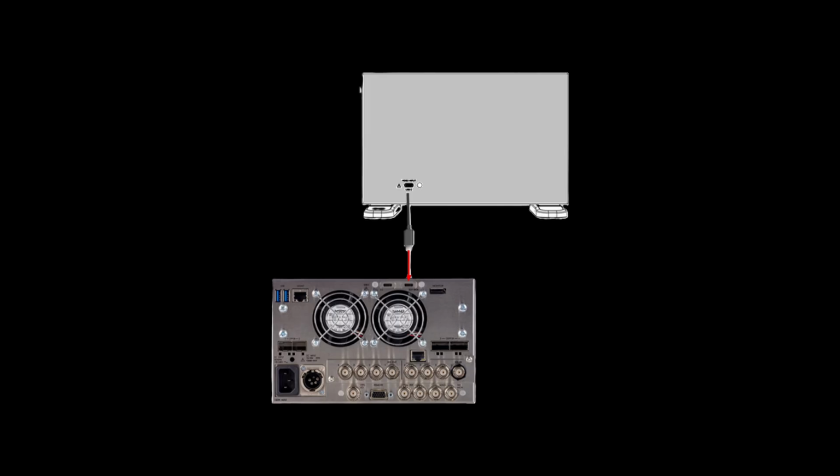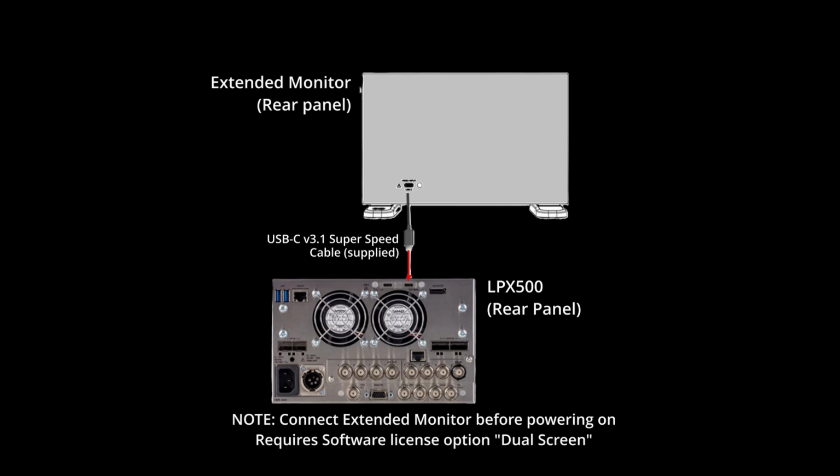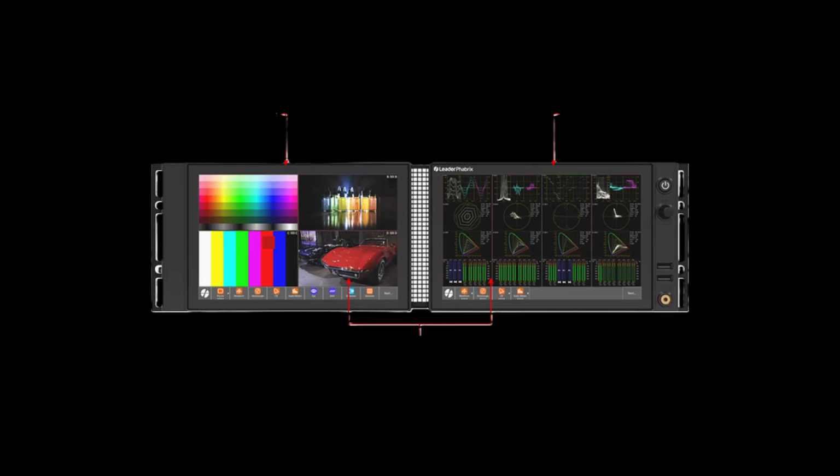The extended monitor provides a second, independent touchscreen with most of the capabilities of the main unit. The extended monitor is an optional extra. Connect the supplied high-speed USB-C cable from the back of the extended monitor to the extended monitor USB-C port on the back of the LPX500. Connect the extended monitor before turning on the power. A software license option is also required.